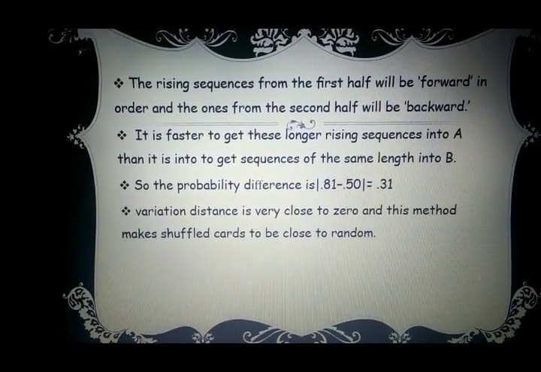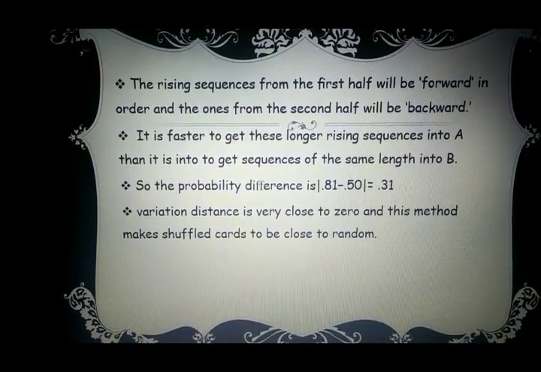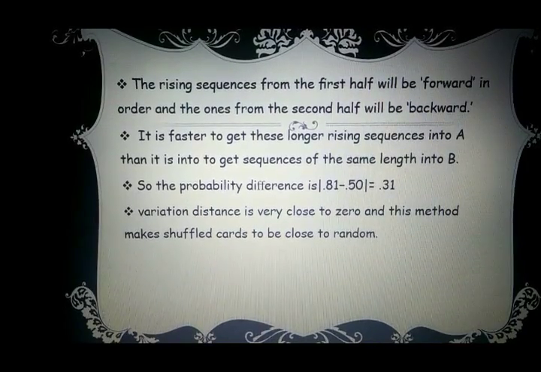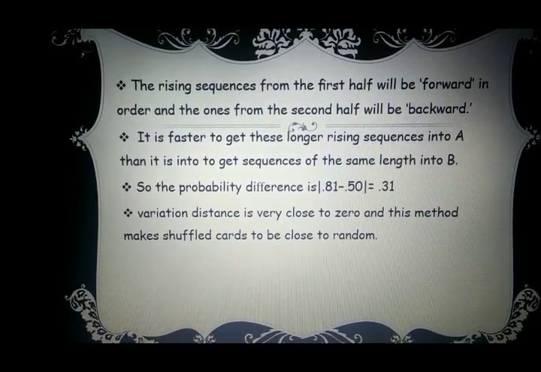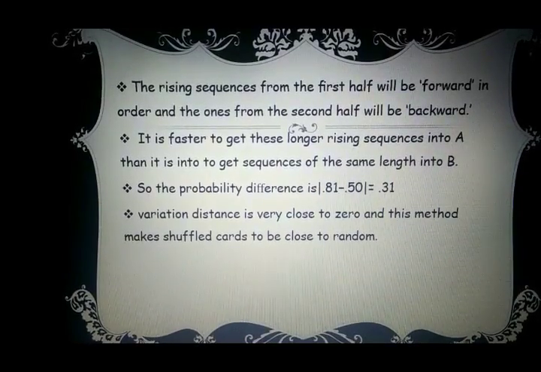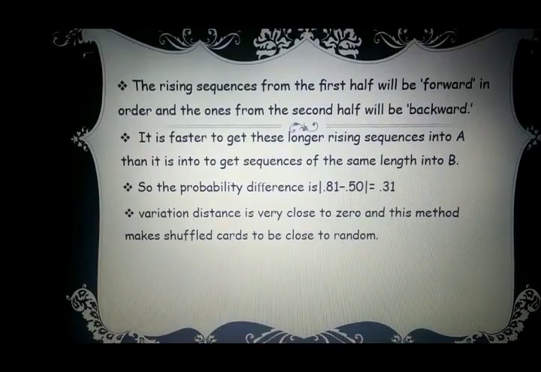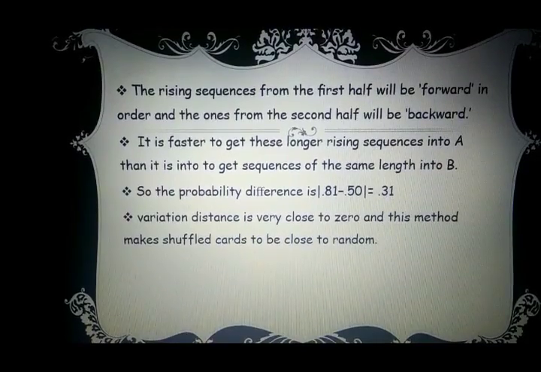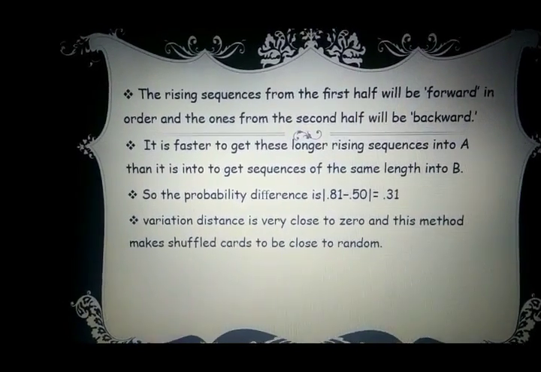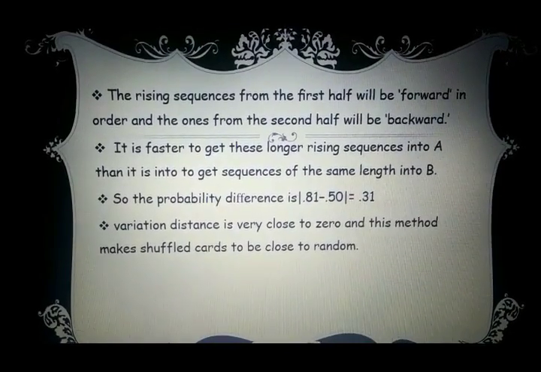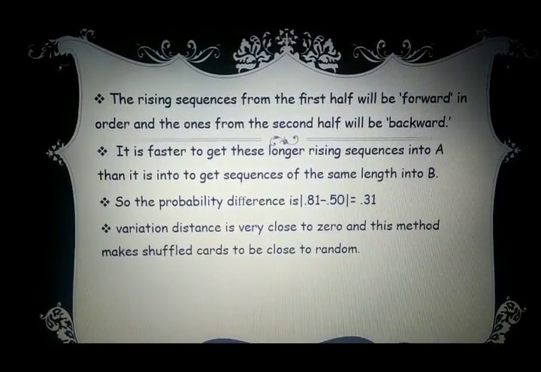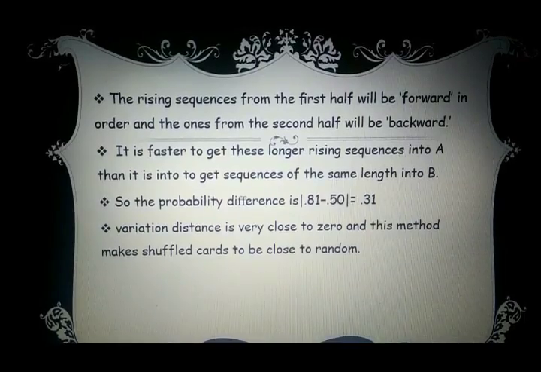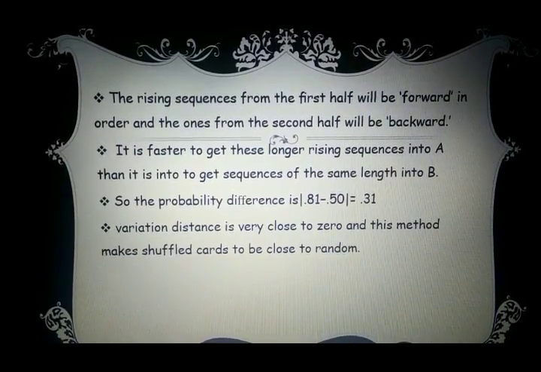In order to conclude, this game was not fair because when we were arranging the deck of cards into pile A and pile B, in the computer simulations, 80% of the time pile A was getting filled up much sooner than pile B. The pile A had many more rising sequences than pile B, because it is easier for forward rising sequences to occur than backward rising sequences. So this was not a fair game.